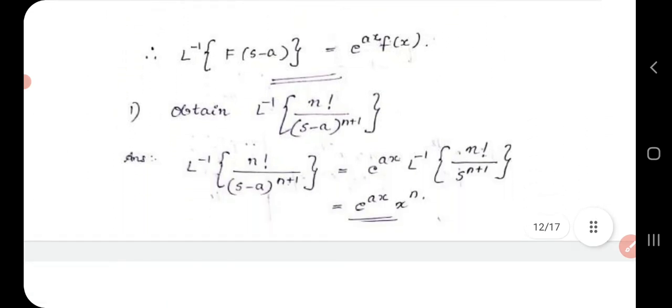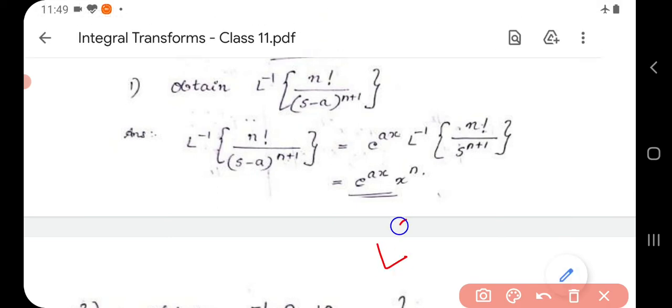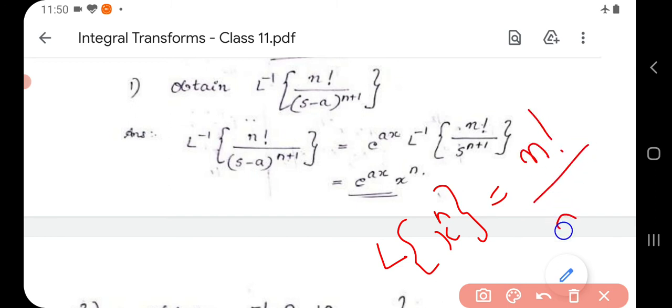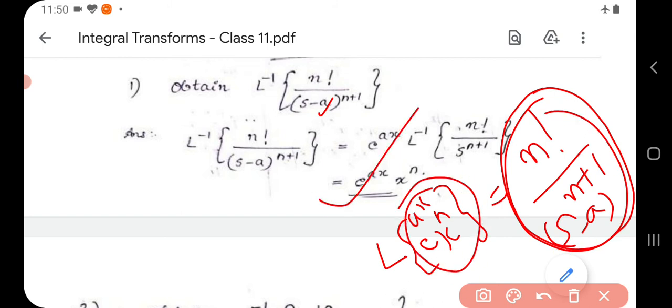Now the question: L inverse of n factorial by s minus a whole raised to n plus 1. Because Laplace transform of x raised to n is n factorial by s raised to n plus 1, right? This we have already studied. Here you are having an a. So what will be the answer? Here you will have an e raised to ax, then only you will write an a here, s minus a whole raised to n plus 1. So your question is this one. What is the L inverse of this? L inverse of this one will be e raised to ax x raised to n.